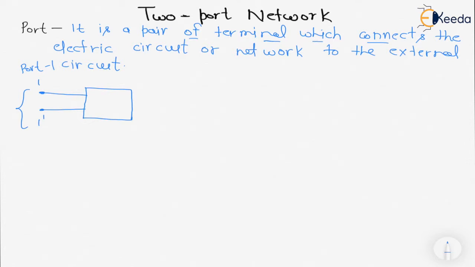And the second thing is, the necessary condition for a port is that if I current is entering here, then I current should leave from the other terminal of the same port. So this is a necessary condition, guys. You must understand this. And now this is the example of single port network.